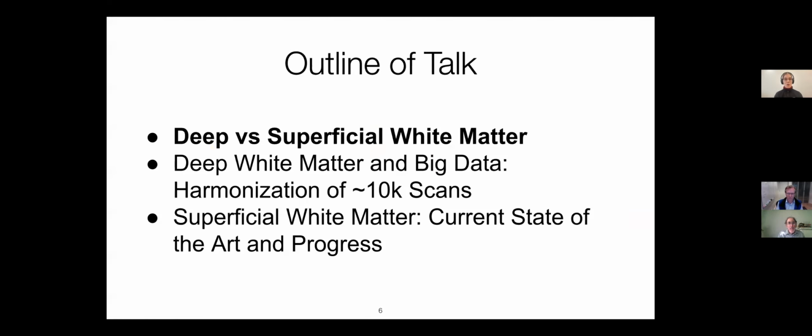So overall in my talk, I'll first talk about deep versus superficial white matter, an introduction, and then I'll talk about our two R1 projects right now in my laboratory. The first one is about studying especially the deep white matter using big data sets, large open data sets. And I'll talk about data harmonization of approximately 10,000 scans and our current results there.